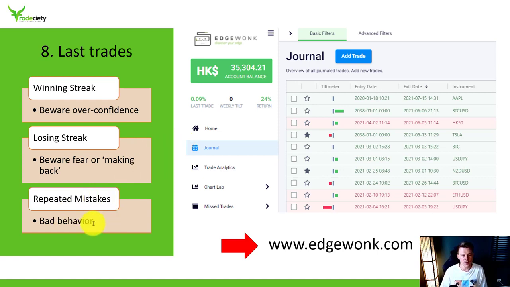Or you find that you have generally in the last 10, 15 trades, 5 trades, whatever, repeated bad trading behavior. I will go back to that in a moment. And the best way to do that is have a trading journal.